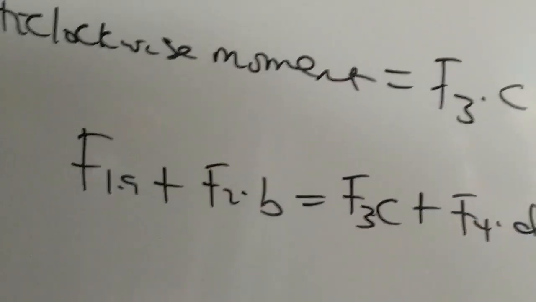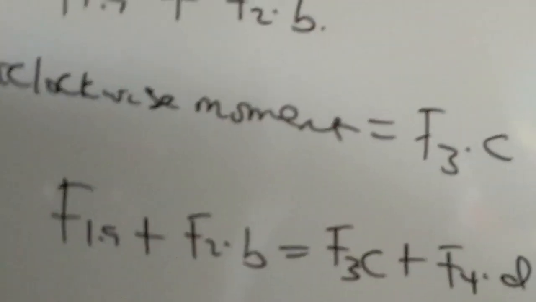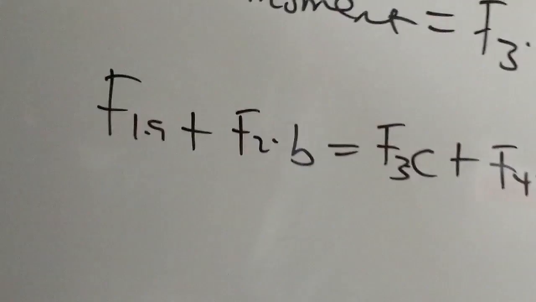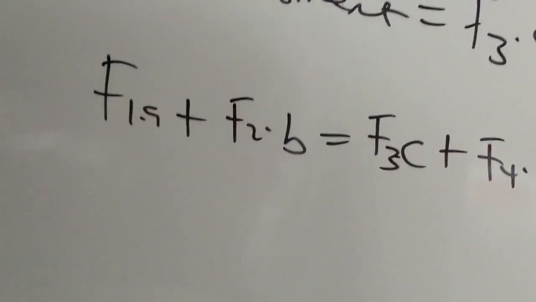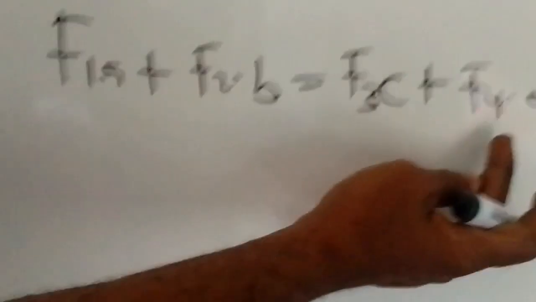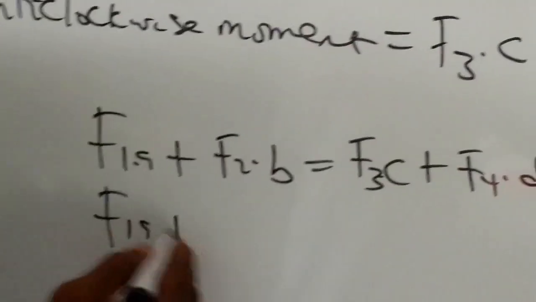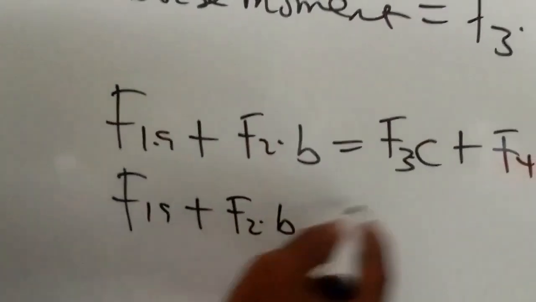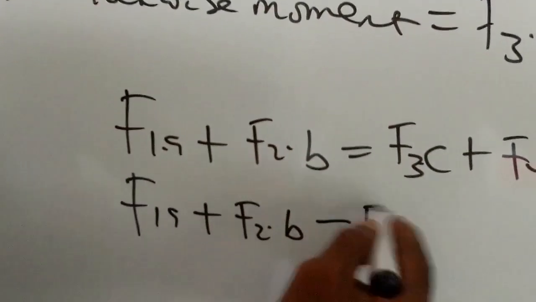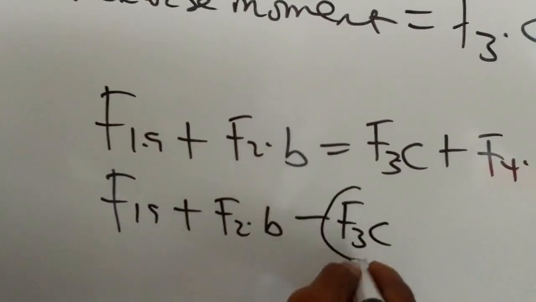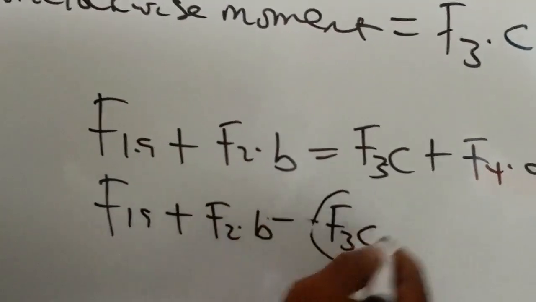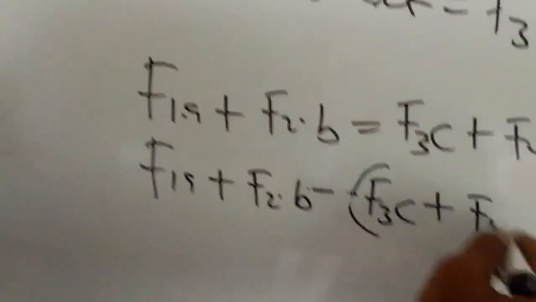Then, I also told you that either you say that total clockwise moment is equal to total anti-clockwise moment, or you say the algebraic sum of moments about any axis is zero. So, how do we prove that? If these two are equal, we can carry these ones to this side. We now have F1A plus F2B, crossing over, minus F3C plus F4D.